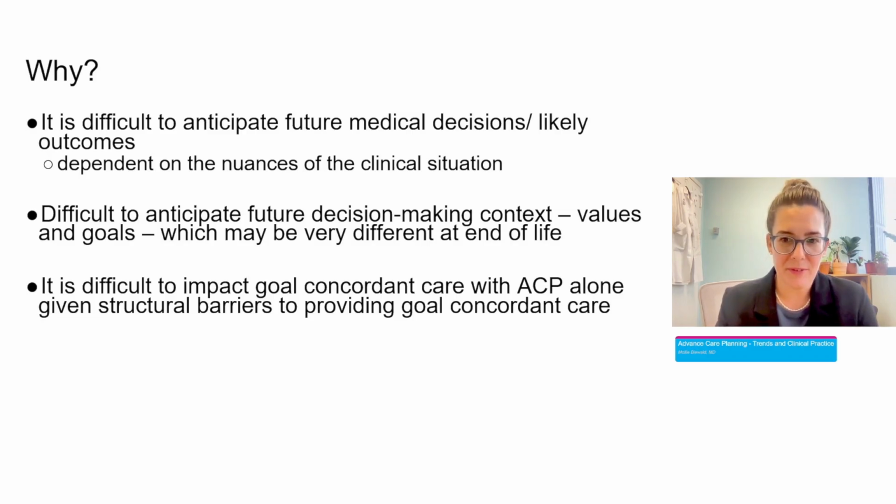And it's also difficult to impact goal concordant care with advanced care planning, given all of the structural barriers to actually providing goal concordant care. One example that comes up all the time in my work in New York City is people really, really wanting to be at home for end of life care, but to actually be cared for in the home at end of life requires extraordinary caregiver financial resources. So sometimes the things that people are hoping to plan for may not be possible within the confines of the systems.